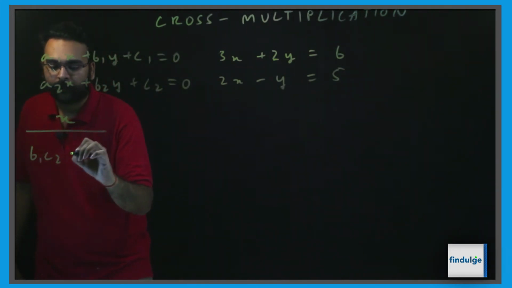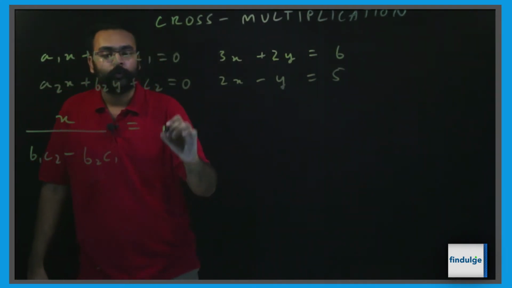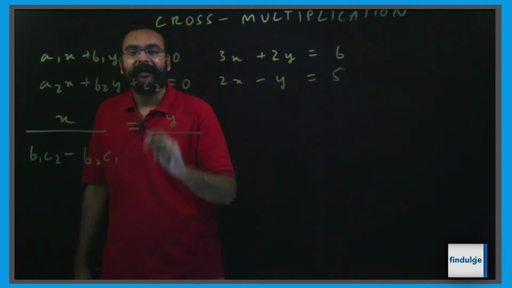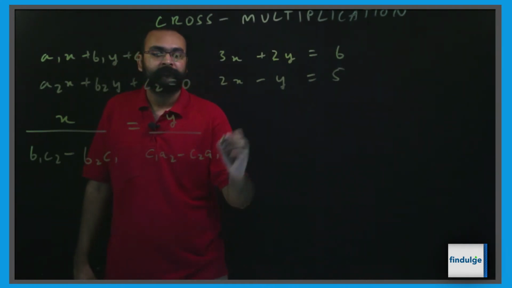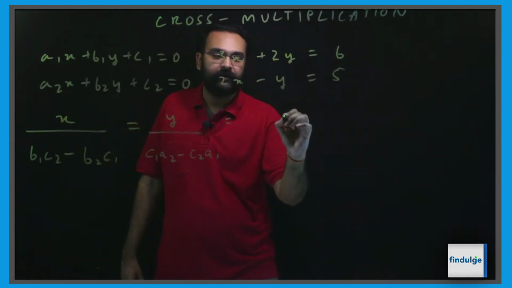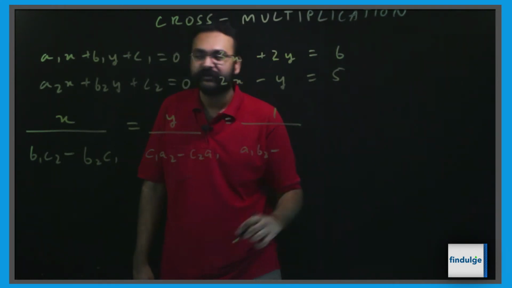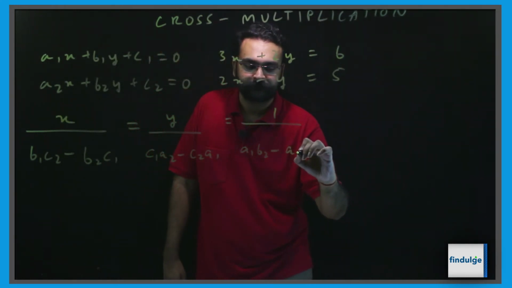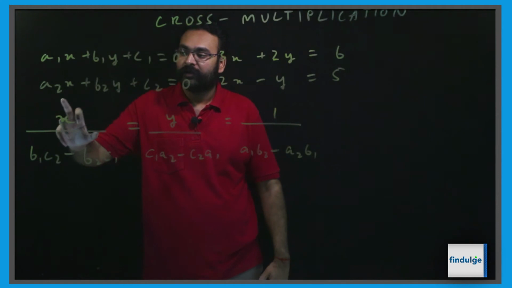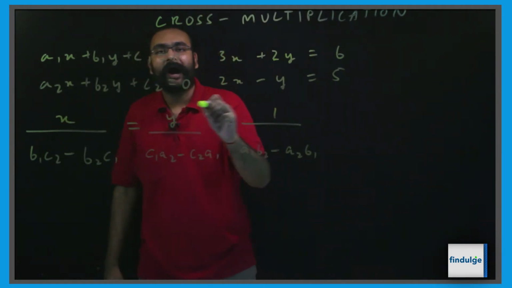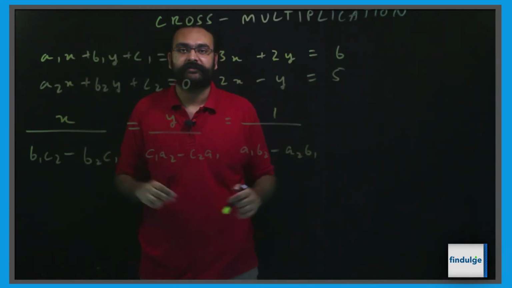b1c2 minus b2c1. It will be equal to y divided by c1a2 minus c2a1 and will be equal to 1 upon a1b2 minus a2b1. This is known as a cyclic formula. Remember your numerators, x, y and 1. This is fairly easy to remember, x, y and 1 for constants.